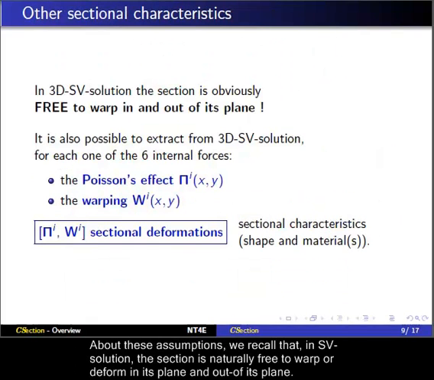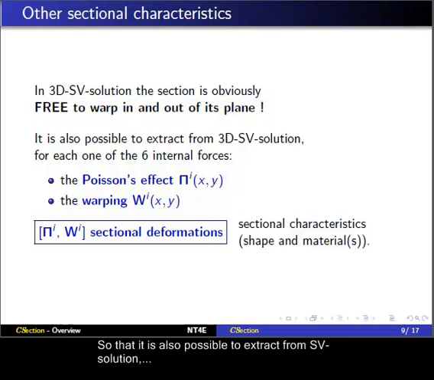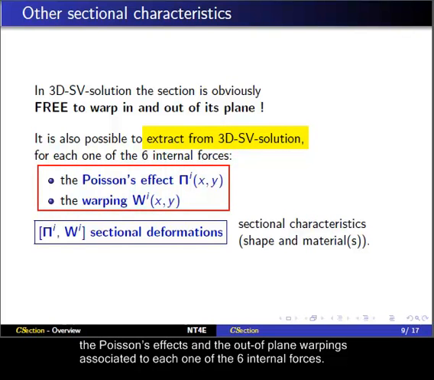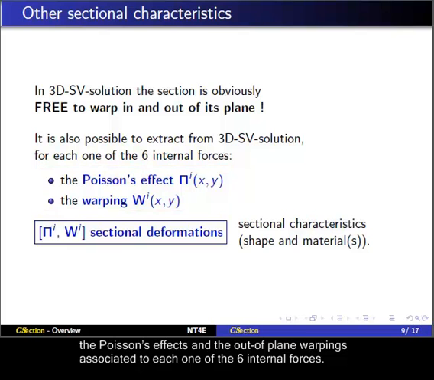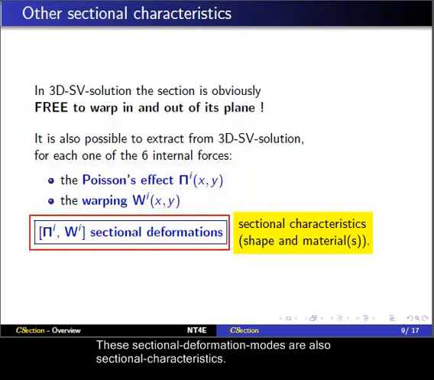About these assumptions, we recall that in Saint-Venant solution, the section is naturally free to warp or deform in its plane and out of its plane, so that it's also possible to extract from Saint-Venant solution the Poisson's effect and the out-of-plane warpings associated to each one of the 6 internal forces. These sectional deformation modes are also sectional characteristics.